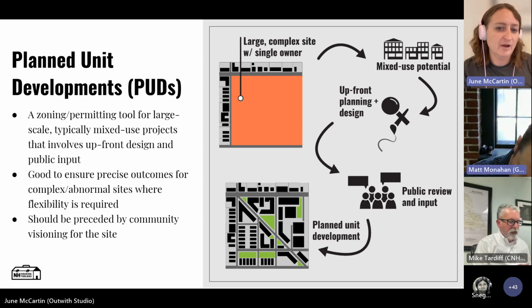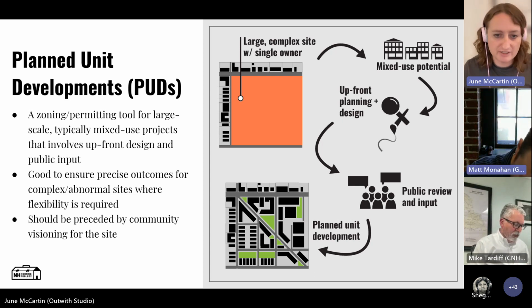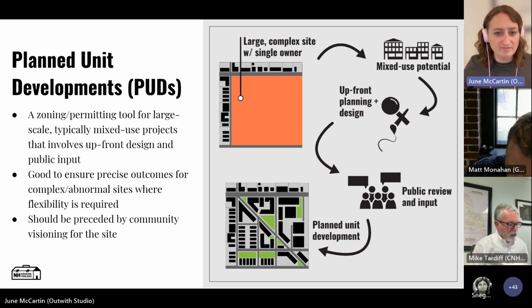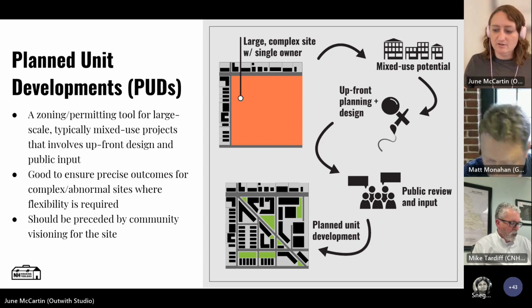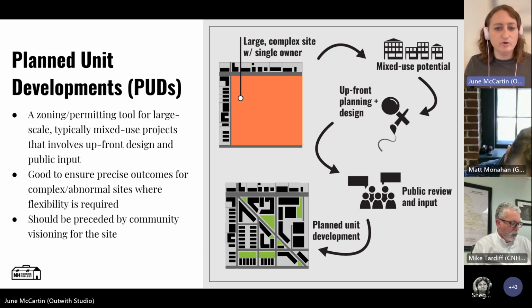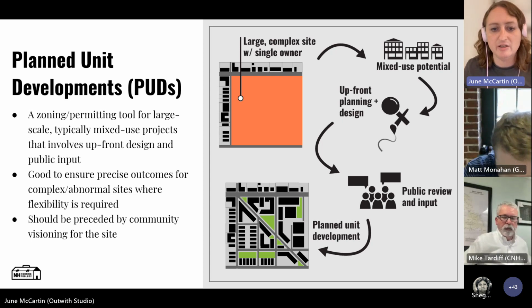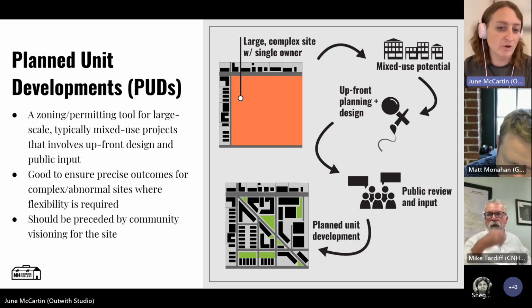I would say if you have a large and complex site, begin with a community visioning process. So you're not in the position where suddenly a landowner comes to you and wants to do something and you're already on the back foot. You want to have a clear vision, whether in your master plan or in some sort of area planning document, for what this area wants to be.